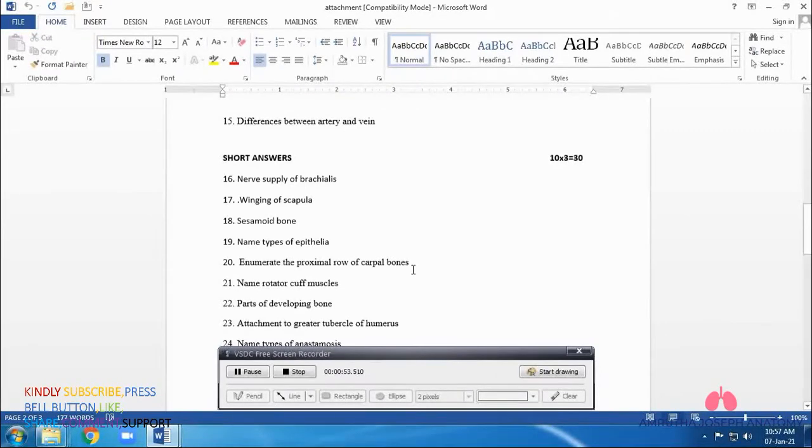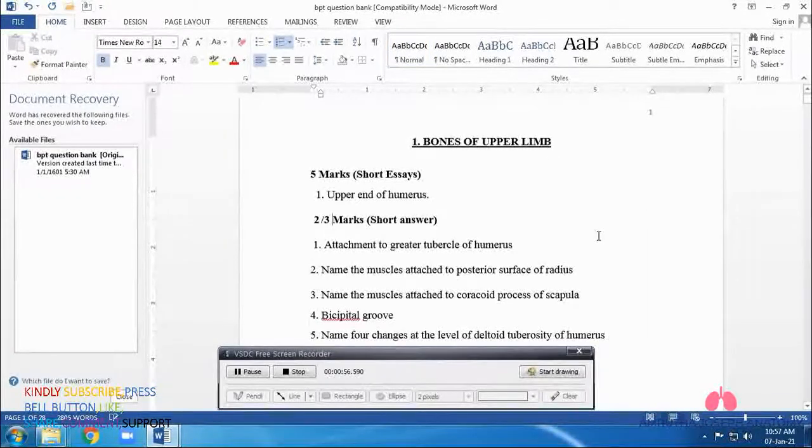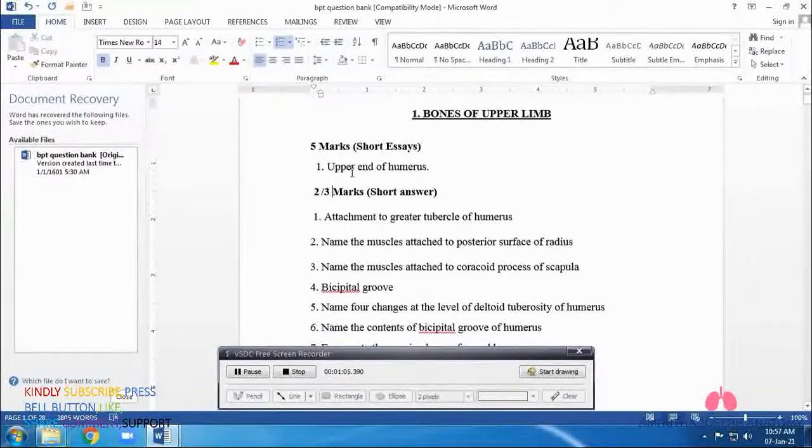The first topic is bones of upper limb. Here a 5 marker can be asked from the upper end of humerus. You have to write everything about the upper end of humerus. You have to write the ossification, the muscle attachments, and whatever you can see there in the upper end of the humerus. Coming to the 3 marker or 2 marker short answers.